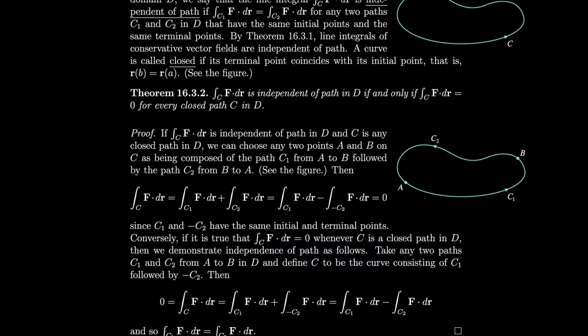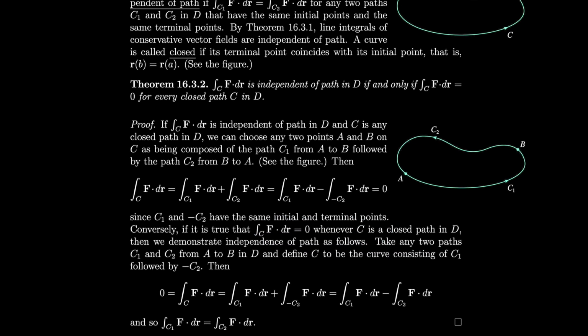We'll take two paths C1 and C2 from A to B. So let's see if I can draw that. It's not pictured over here, but it's a pretty similar picture. So let's say here's A, and let's say here's B, and we can make this one path. That could be our C2 in this case, and this could be our C1. So they both go in this direction from A to B now. Okay, and we want to define C to be the curve consisting of both of these guys.